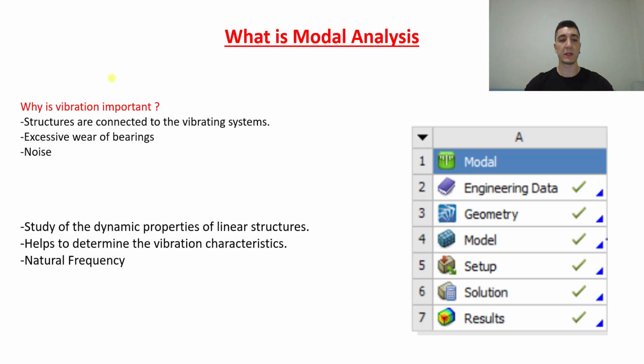The definition is basically the study of the dynamic properties of linear structures, and modal analysis helps to determine the vibration characteristics. So what are these dynamic properties and vibration characteristics? These mean natural frequency and mode shapes, eigenmodes, etc. With the help of modal analysis we can find the natural frequency.